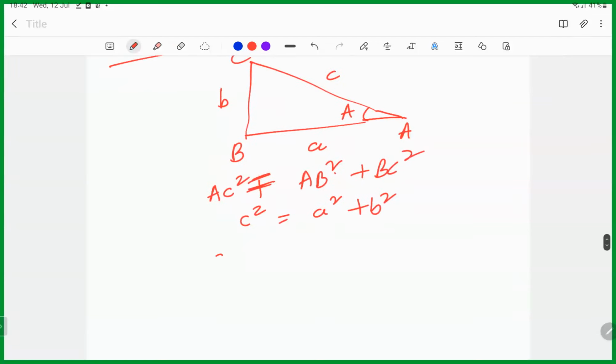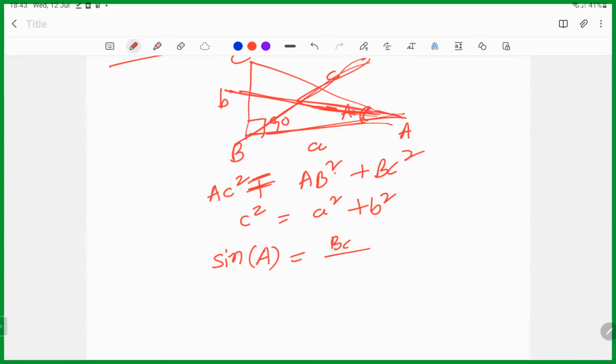So what is sin A here? The side opposite to angle A. So this is angle A, right? The opposite side is this one. Opposite to the 90 degrees will be the hypotenuse. Adjacent to the angle will be this one. So sin A will be BC by AC, which is the side opposite to angle A by hypotenuse.